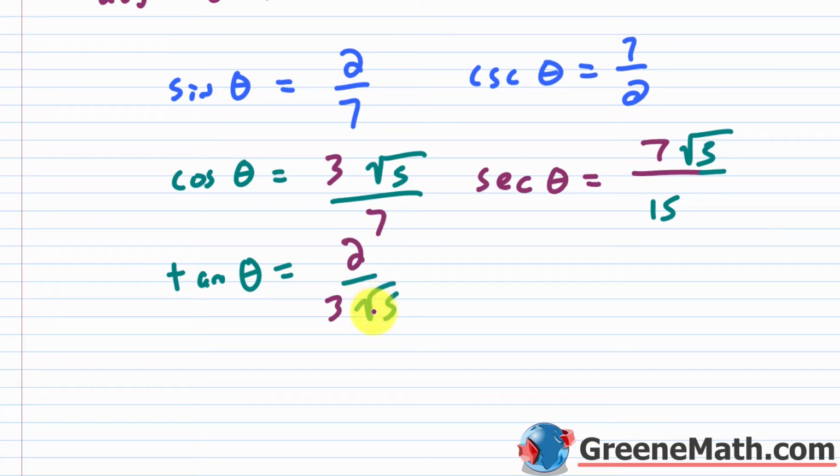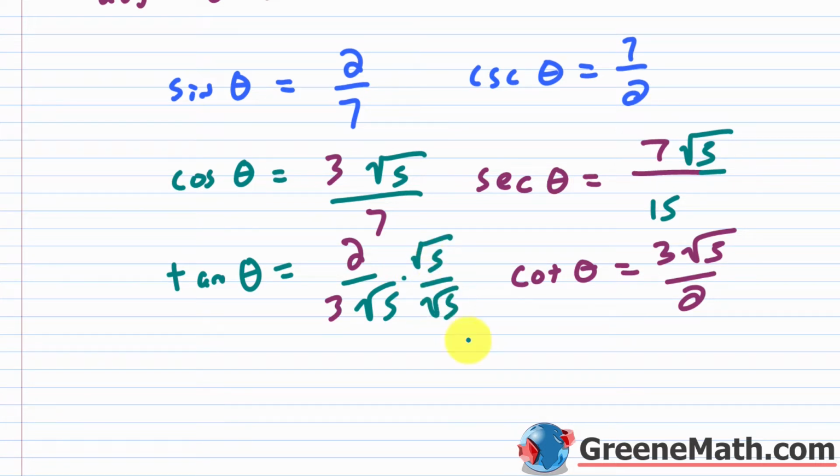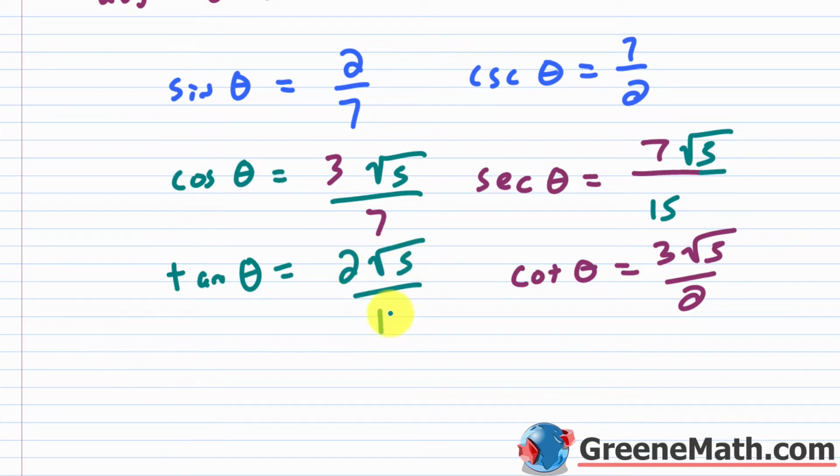Now I'm going to rationalize the denominator, but before I do that, I'm going to write out that the cotangent of theta is the reciprocal of this in this form. So 3 times square root of 5 over 2. If I rationalize the denominator first, when I flip it, I'm going to have to rationalize the denominator again when I get over here. So I don't want to do that. So I'm going to multiply this by the square root of 5 over the square root of 5. So that would give me 2 times square root of 5 over 3 times 5, which is 15. So 2 times the square root of 5 over 15.